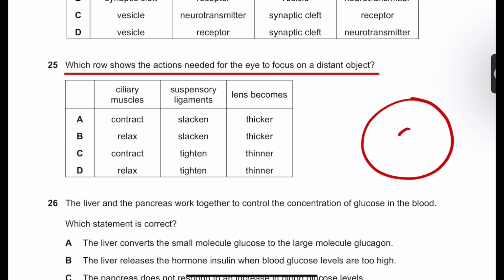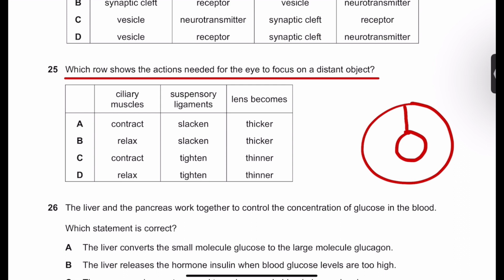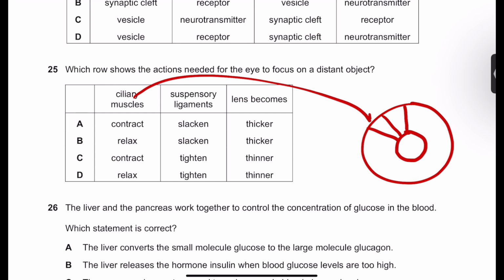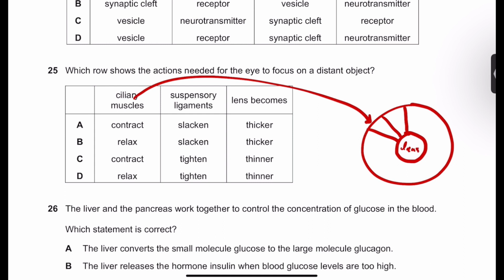So when we think of the lens, it is connected to the muscle called the ciliary muscle. The ciliary muscle is rather circular, and the lens is connected to the ciliary muscle by ligaments called suspensory ligaments.